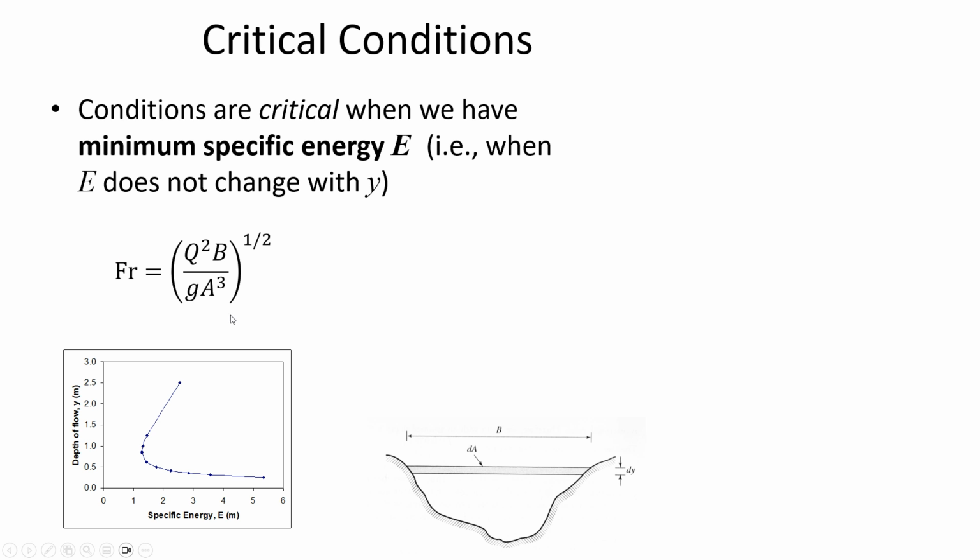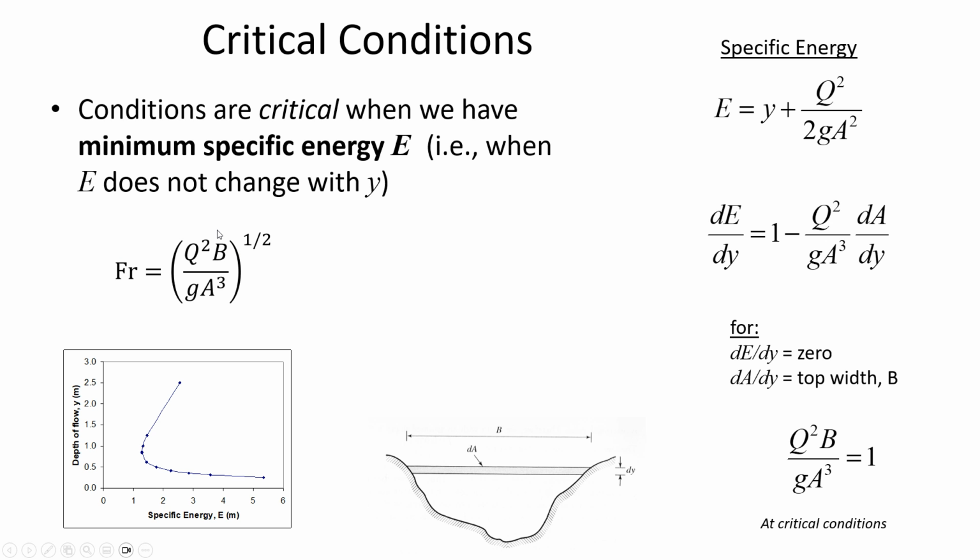So just briefly, where we get this formula is by looking at specific energy. So specific energy, recall, is depth plus velocity head. And here, we're expressing velocity head, instead of just v squared divided by 2g, as q squared divided by 2ga squared. And in this case, doing that allows us to substitute in the expression of dA dy on the right-hand side, and on the left-hand side, dE dy. So the change in energy with respect to depth.